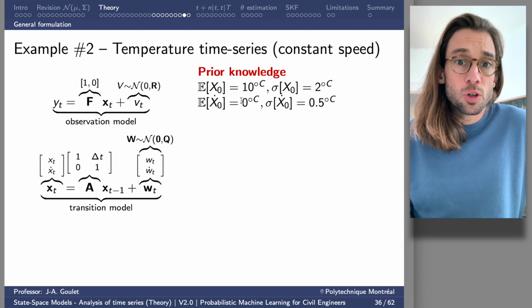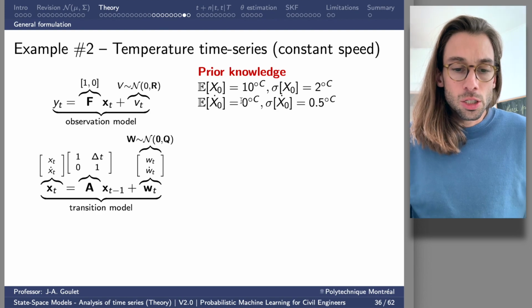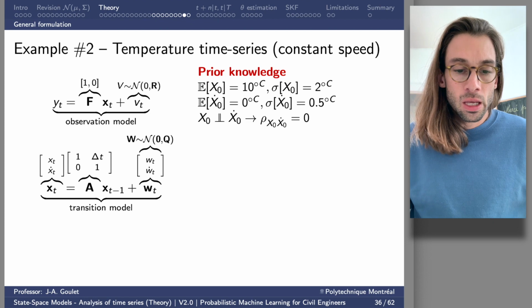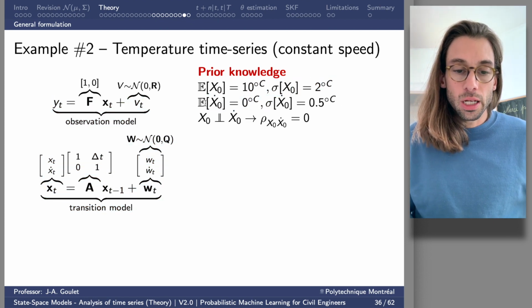My expected value for speed, I don't know if it's positive or negative. I don't know if it's the heating or the air conditioning that's broken. So the expected value is 0 degrees Celsius per time step, and the standard deviation is 0.5. So this is the prior knowledge for temperature, and the prior knowledge for its rate of change.